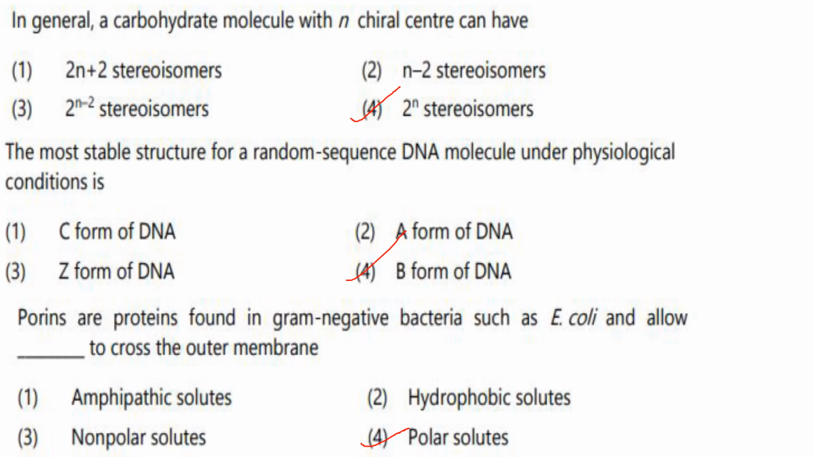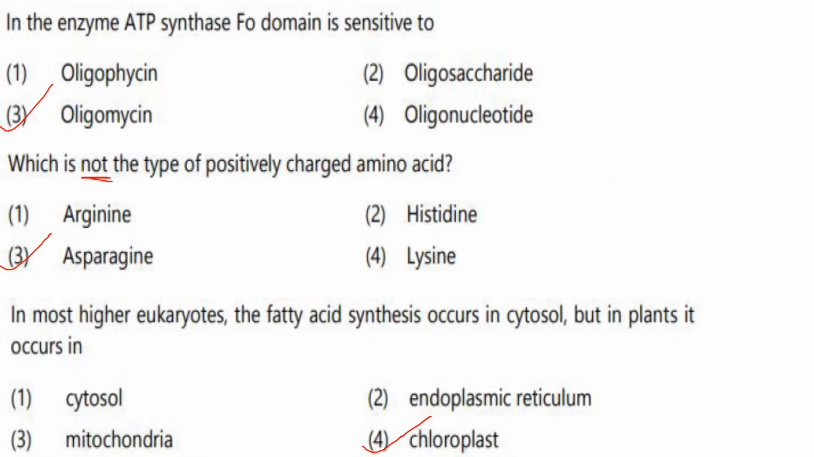Then next one. Porins are proteins found in gram-negative bacteria such as E. coli and allow polar solutes to cross the outer membrane. So porins help in polar solute crossing. So the answer here is option 4. Then next one.